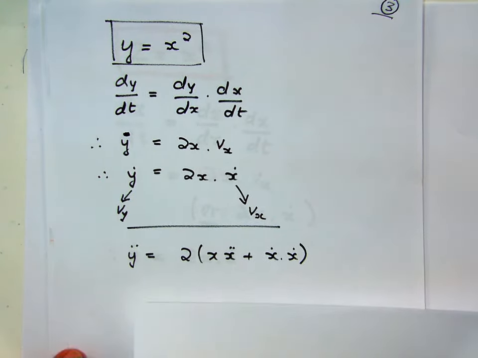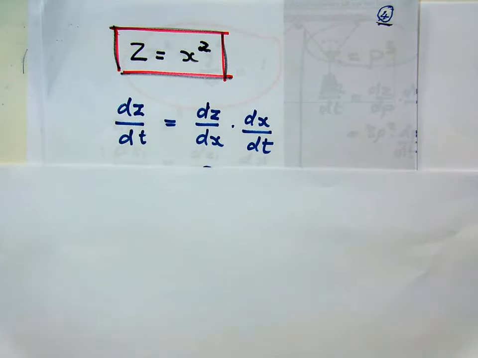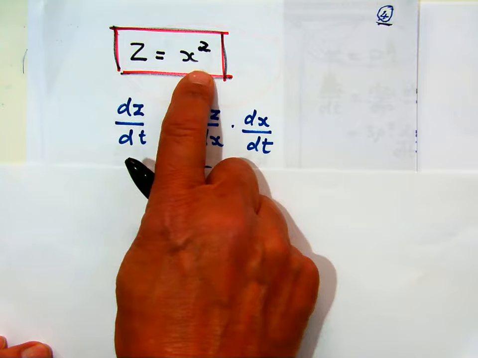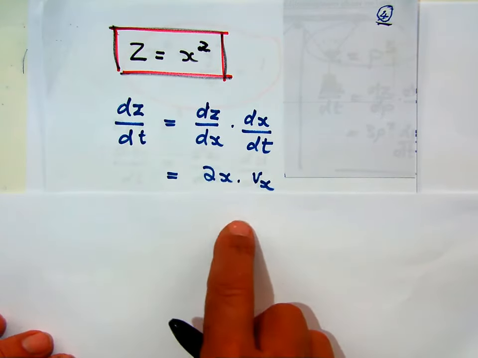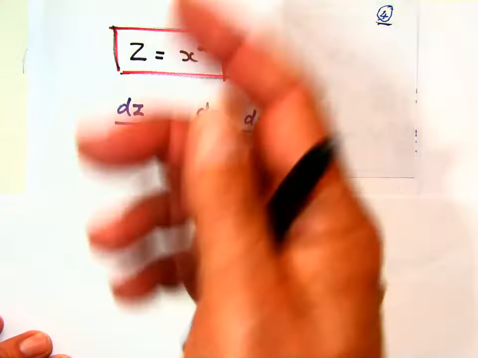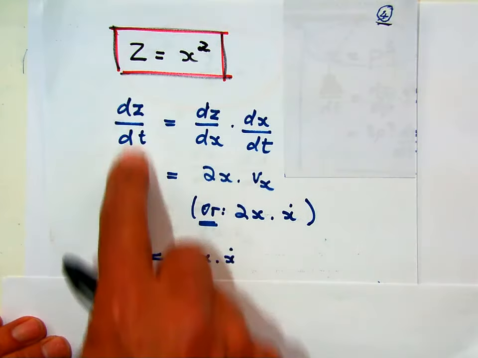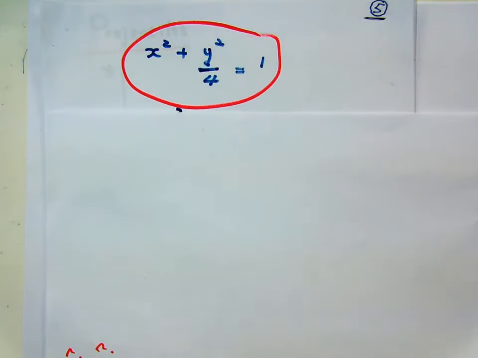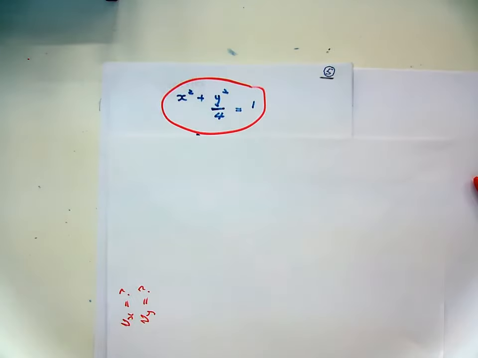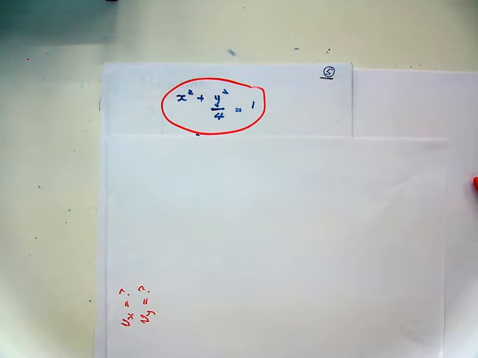And then you've got to work out some derivatives. I think I have another one here. Yeah. Okay, this is similar. z equals x squared, a relation between x and z. dz/dt will be dz/dx times dx/dt, and dz/dx is 2x. So it's actually completely similar, just a z instead of a y. So that is that. And then the left-hand side is z dot, is 2x times x dot. Let's take one that's a bit more difficult, like that one: x squared plus y squared over 4. Okay, now what's d/dt of that expression?